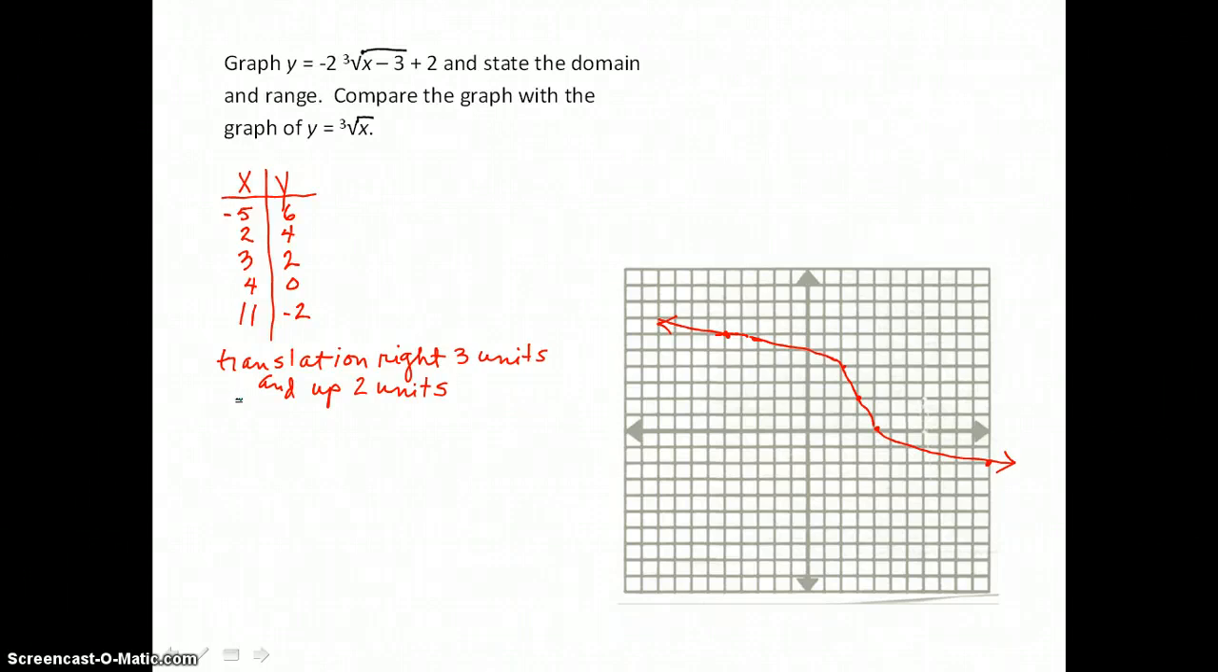Because that a value in this equation is negative, it's causing a reflection, which means this curve rises to the left and falls to the right, where the parent function falls to the left and rises to the right. And you can see that the domain and range again are all real numbers.